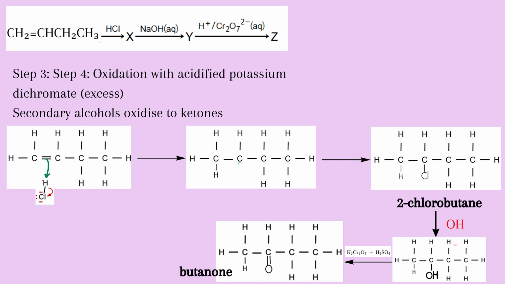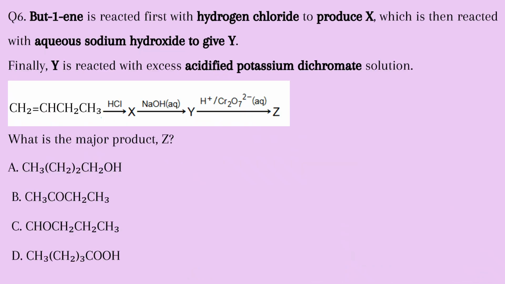So remember that when we have primary alcohols, they are going to form aldehydes. When we have secondary alcohols, they are going to form ketones. And also when we have tertiary alcohols, we are also going to form ketones. So this is what you have to remember. So in conclusion, we can say that there is formation of a ketone. So that's why this option B is correct. So this is how you're going to solve such questions.